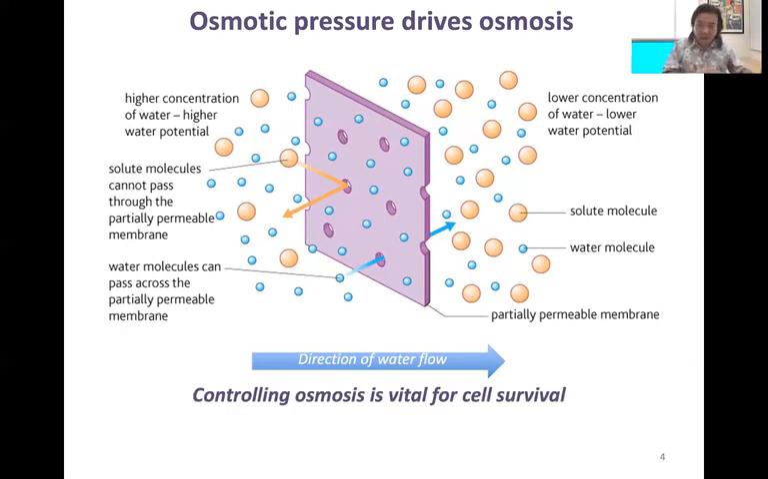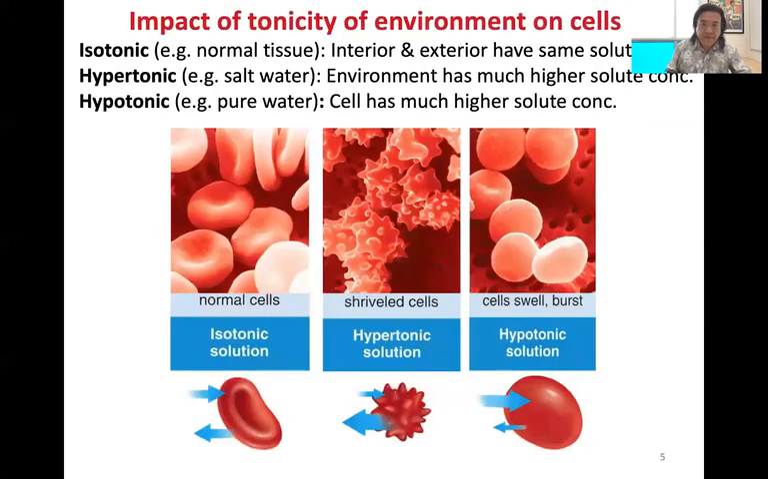So diffusion of water is what we call osmosis. Osmosis is just a specific case where something is diffusing and that something is water. So controlling osmosis is vital for cell survival. Here's a sort of classic example of what can happen if you mess with the osmotic potential surrounding cells. Here we have red blood cells. Red blood cells are obviously surrounded by a cell membrane, so that's the semi-permeable membrane that we were talking about here.